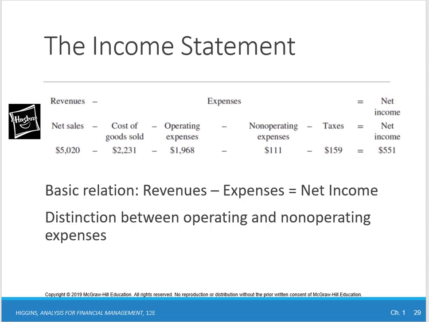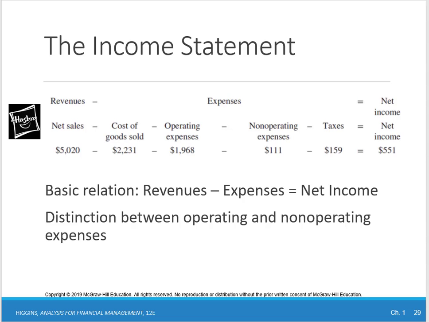In this video, we're going to talk about the income statement and try to finish up a little bit about stockholder equity at the end. But let's think about the income statement in general. Basically, it's just what? Revenues minus expenses equals net income.